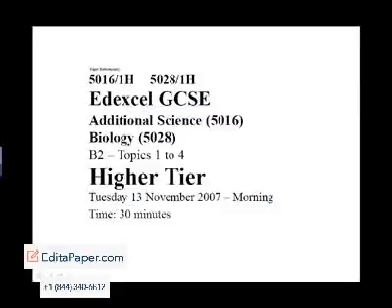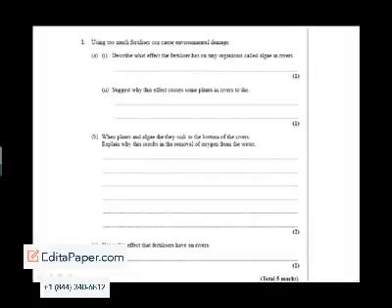This is an Edexcel GCSE past paper for Additional Science for Biology, B2 Topics 1 to 4, and it's for the higher tier. Question 1 is about using too much fertiliser and how it can cause environmental damage. We're asked to describe what effect the fertiliser has on tiny organisms called algae in rivers.